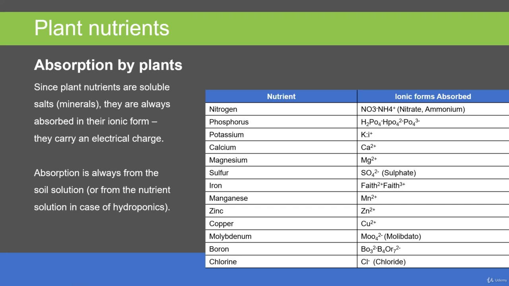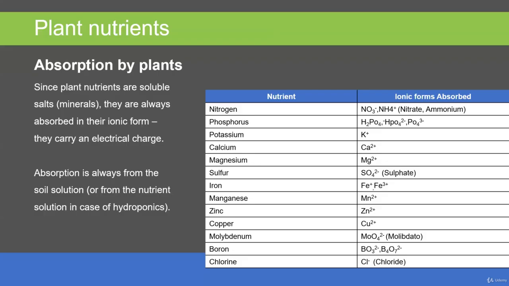Of course, there is an equilibrium between the solid phase of the soil and the soil solution, which means that once the plant absorbs nutrients from the soil solution, some nutrients are released from the solid phase of the soil, from the soil particles, into the soil solution. But the plant only absorbs nutrients from the soil solution.